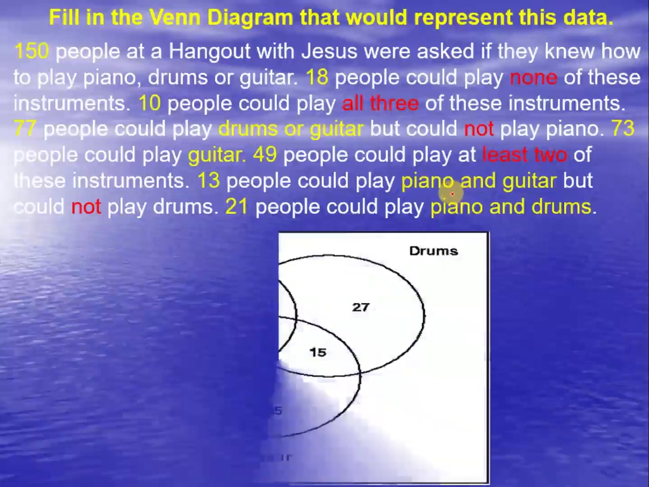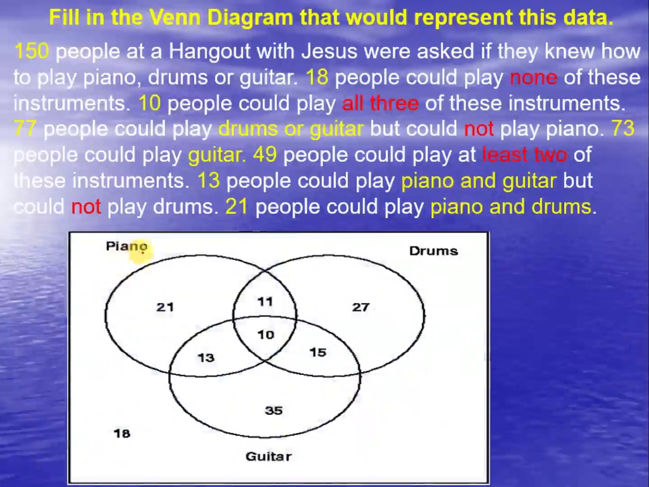Now let's draw a Venn diagram. Piano represents this circle, drums represent those who play drums, and then those here represent those who can play guitar. So we now start to represent everything inside. 150 is a universal set, the number of people who went out for the hangout with Jesus. So if you sum everything inside this rectangle, everything here is to give you 150. If it exceeds or is less, then it means there's a question mark with your solution.